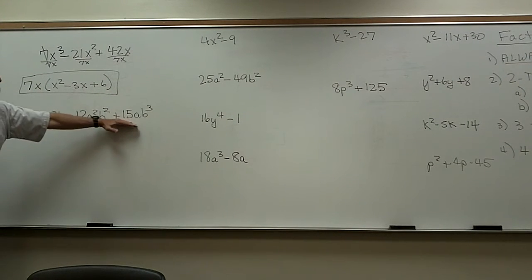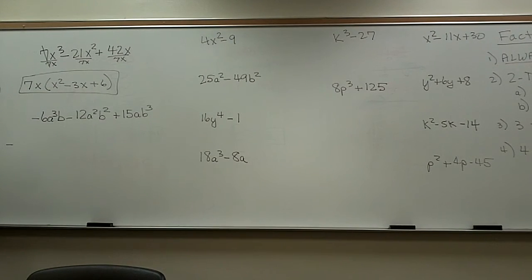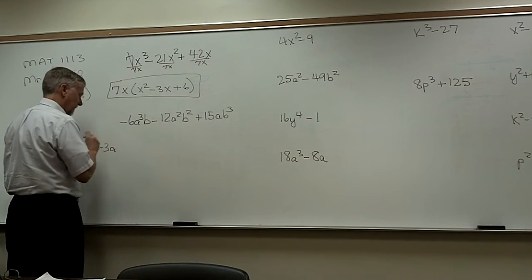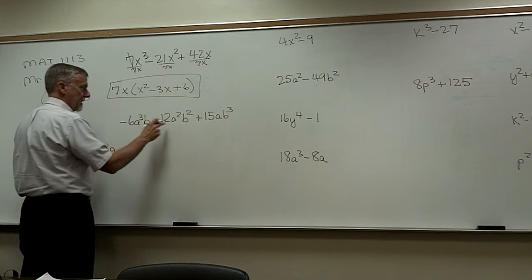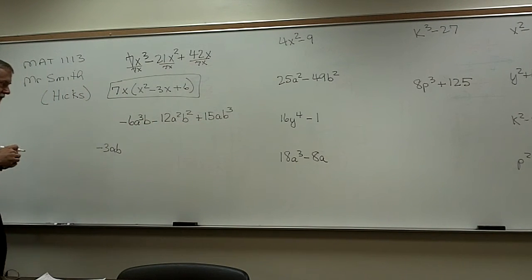So if I have a GCF, which I do here because 6, 12, and 15 can be divided by 3, and I have A's and B's in both terms. And if the first term is negative, I want my GCF to be negative. So I'm going to factor out a -3, which divides into 6, 12, and 15. There's an A in all three, with the smallest exponent being the first power down there. And there's a B in all three, with the smallest being the B to the first right here. So any questions about why the -3AB is my common factor?